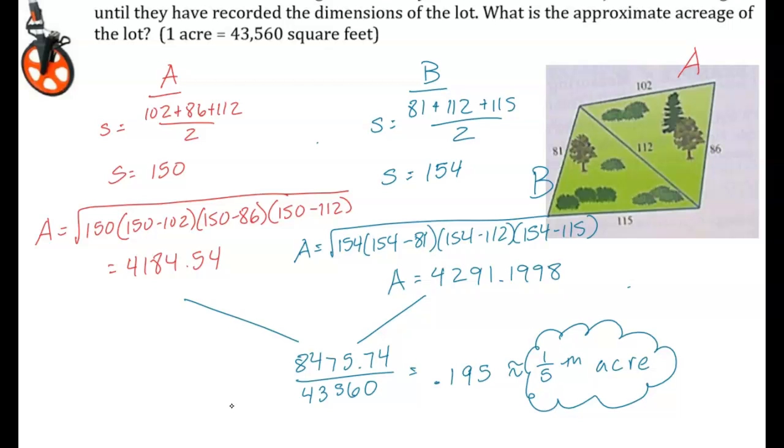Are there any questions on either of these areas? Oh, he was an engineer. Fifth of an acre. Does it need to be there? Probably not.